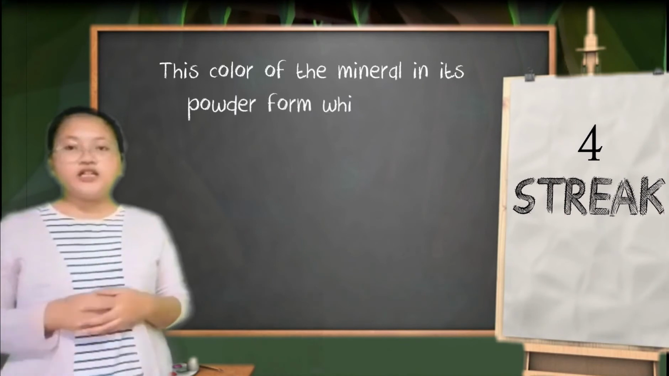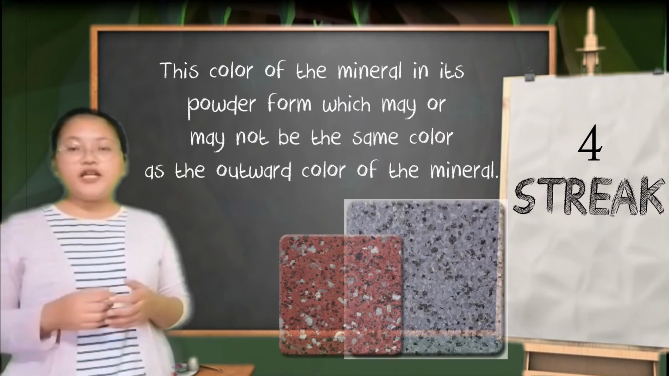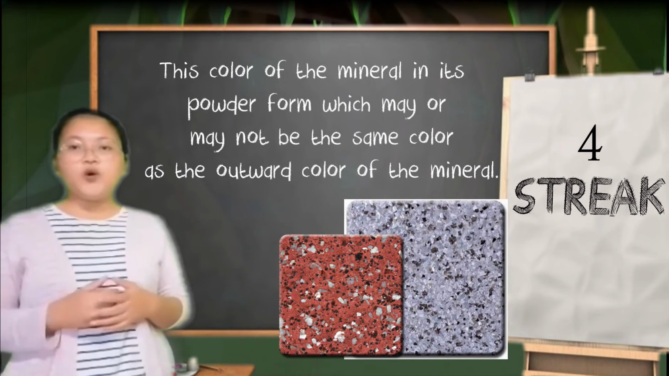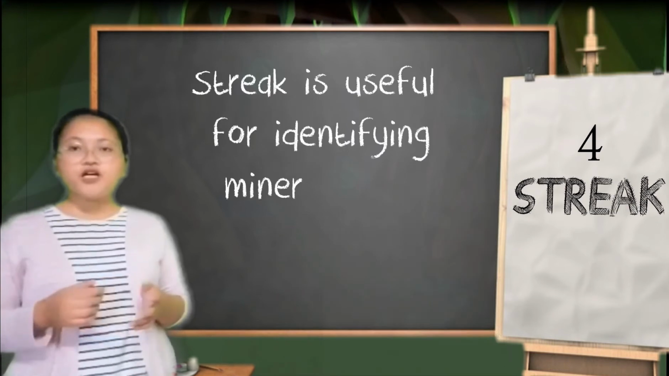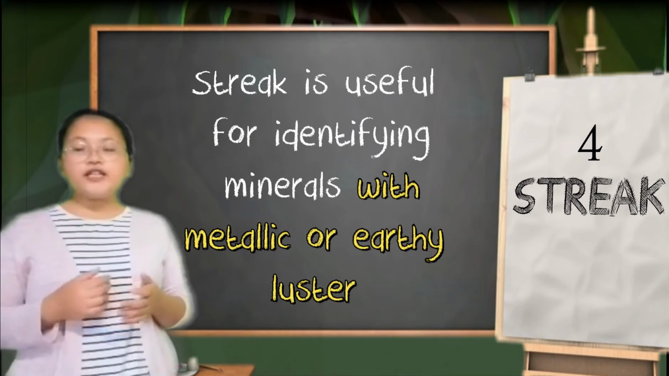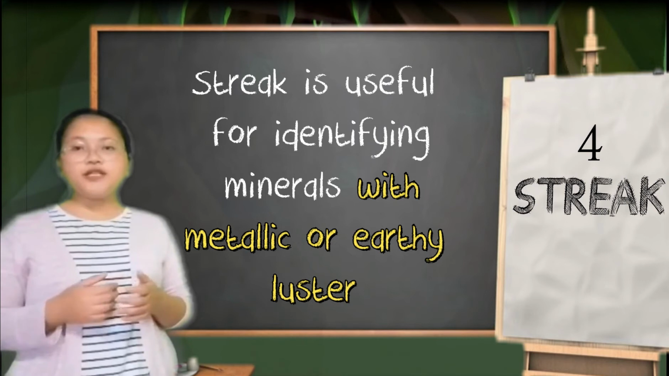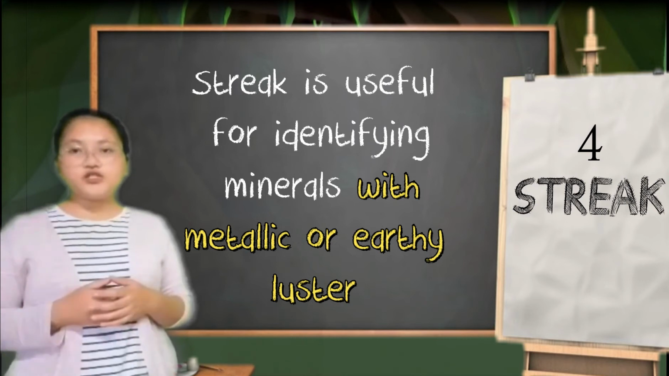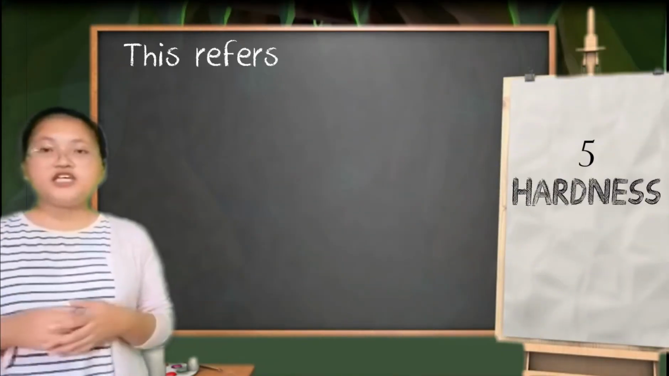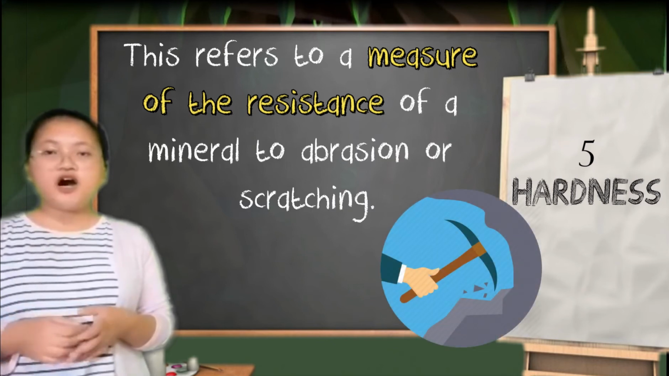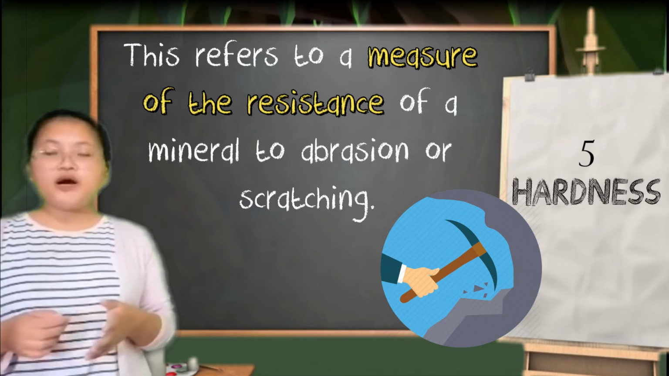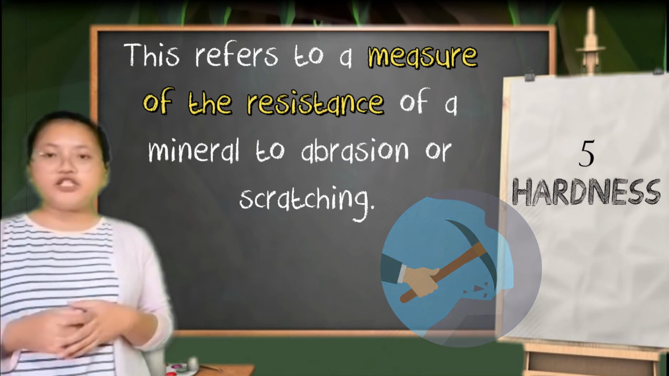Streak. This is the color of the mineral in its powder form, which may or may not be the same as the outward color of the mineral. Streak is useful for identifying minerals with metallic or earthy luster. Hardness. This refers to a measure of the resistance of a mineral to abrasion or scratching.